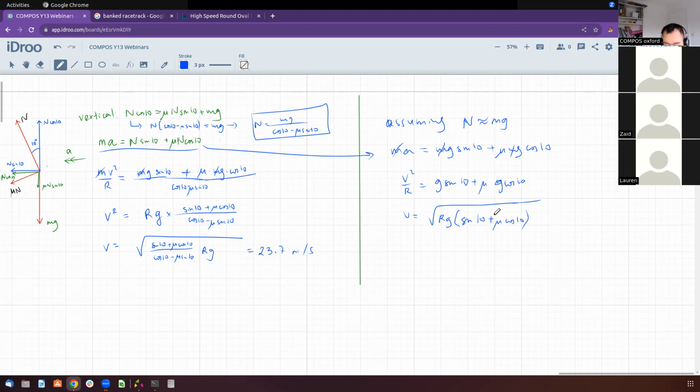So square root 200 times 10 times open bracket sine 10 plus 0.1 times cos 10 close bracket, 23.3. So you see it's 23.3. So we wouldn't be very far off. So this is not a dramatic assumption.